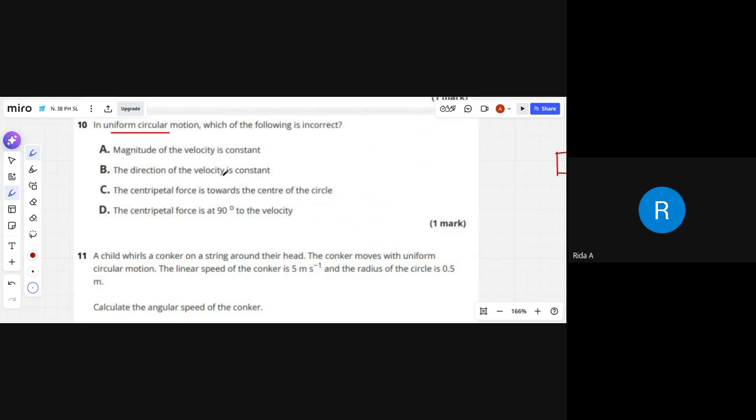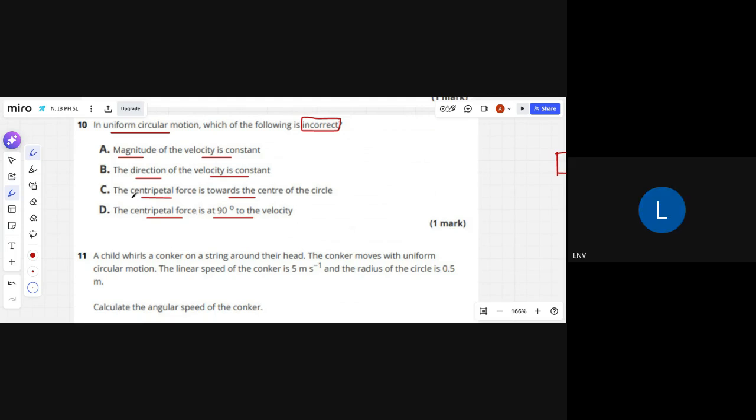In uniform circular motion, which of the following is incorrect? Magnitude of the velocity is constant. Direction of the velocity is constant. Centripetal force is towards the center of the circle. Centripetal force is 90 degrees to the velocity.